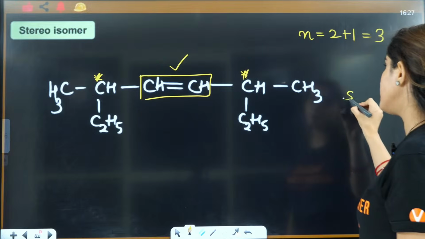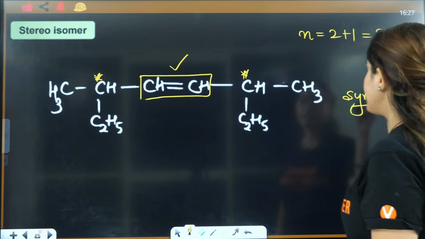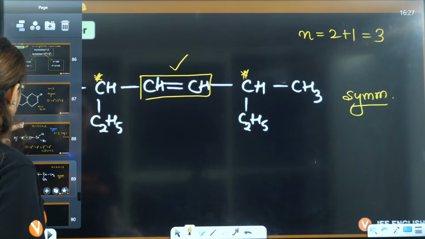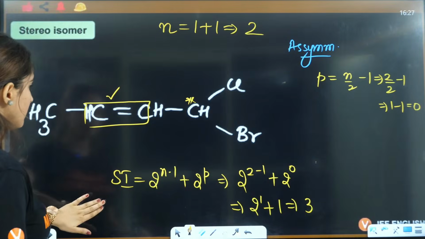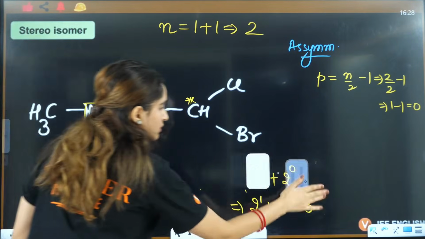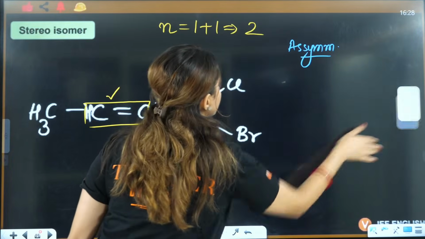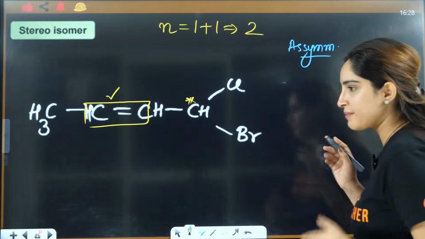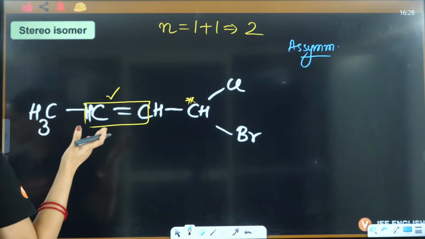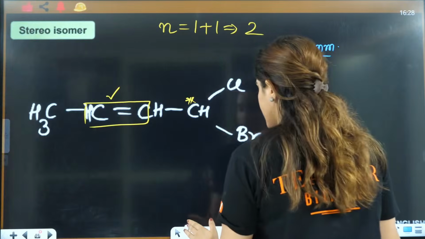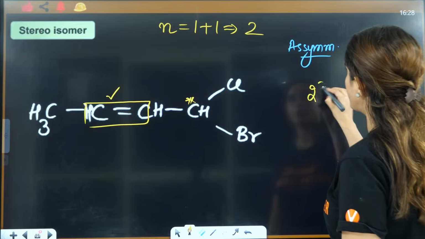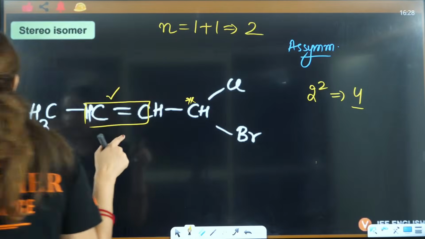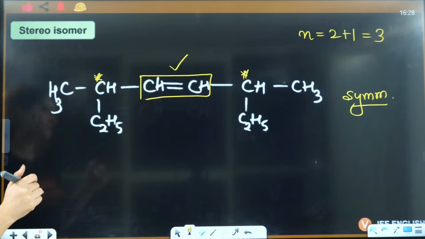This is a symmetrical molecule, right? In the symmetrical molecule, again what we will see... wait a minute, asymmetrical it was, no? Then why have we done all of this? This was asymmetrical, so directly we could have calculated. My mistake, right? Asymmetrical was simple, 2 raised to power 2, that is 4. So here it will be 4 stereoisomers, okay? See how things change with one single mistake.